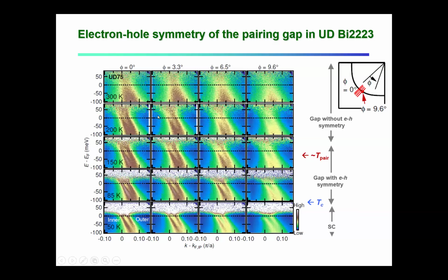So this is an intensity plot. Also below TC, there is a gap in the inner plane, and this gap, actually electron-hole symmetric gap, persists up to twice TC, and eventually becomes gapless or pseudogap-like behavior.